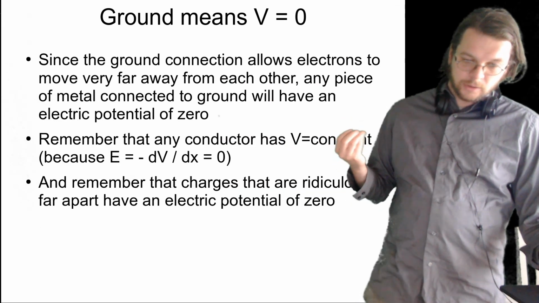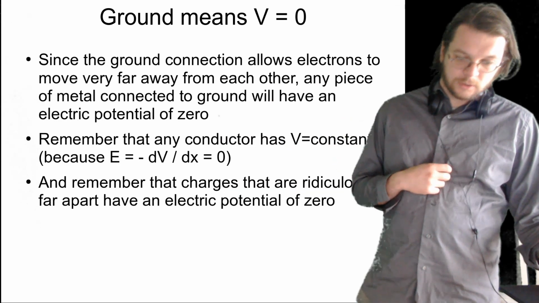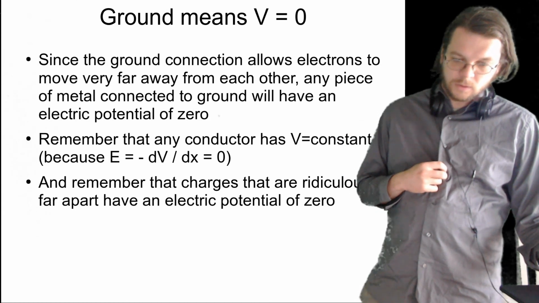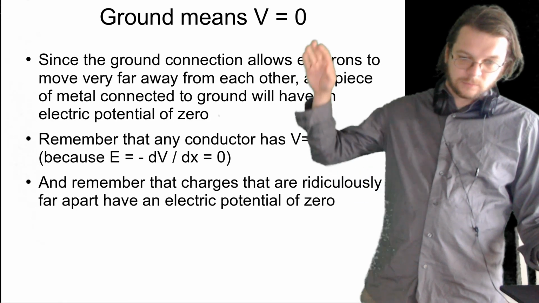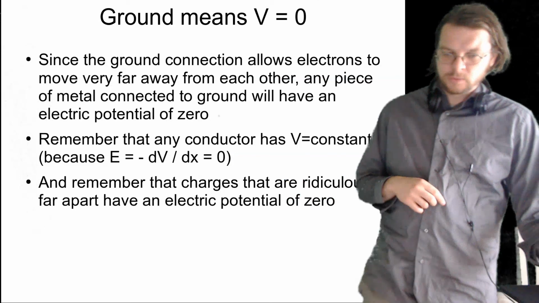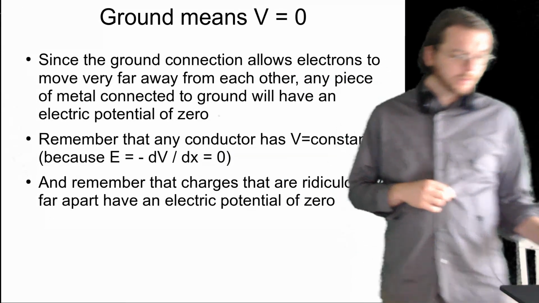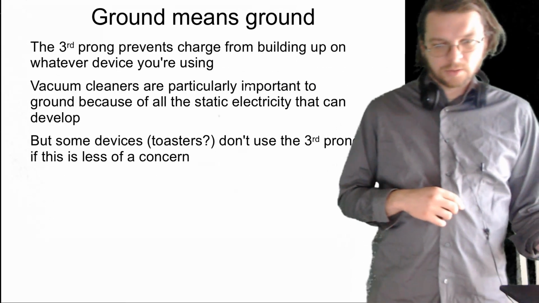Now, because the electric field is 0 inside of conductors, it means the potential is constant. And so the potential is constant, and that constant is 0, basically. I don't want to dwell on that too much, but I just want to introduce that concept.